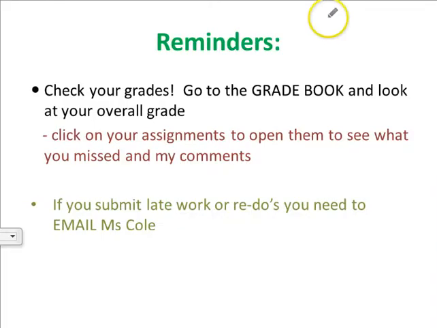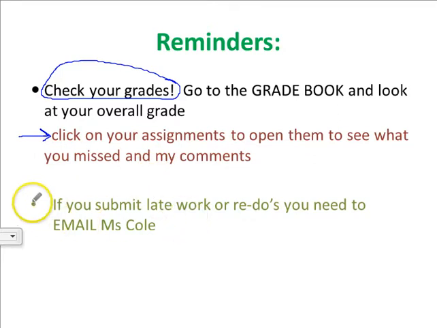Alrighty, just reminders to check your grades, see how you're doing overall in the class, making sure you're taking time to see how you did on individual assignments and actually clicking on the assignments to open up and see what you've missed, read my feedback. And a reminder that if you submit late work or redos, you do need to email me, so don't forget that.